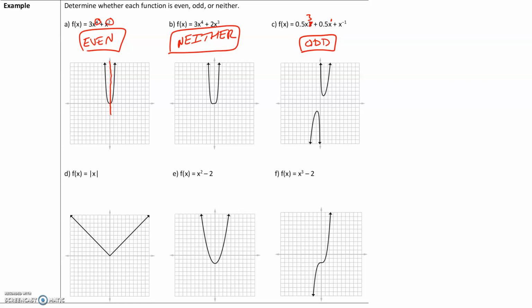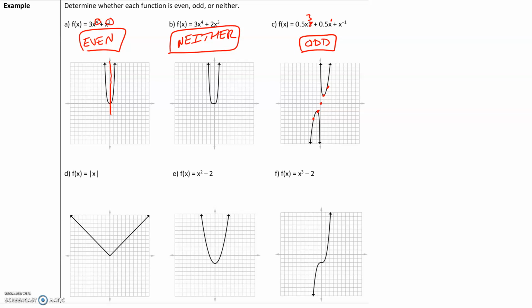I can also tell by looking at the graph, because if I take this point, there's a mirror image of it on the other side of the origin. You can do that with any point. Let's take this point, and if you reflected it about the origin, that's going to be this one. So we have a mirror image about the origin, which makes it an odd function.